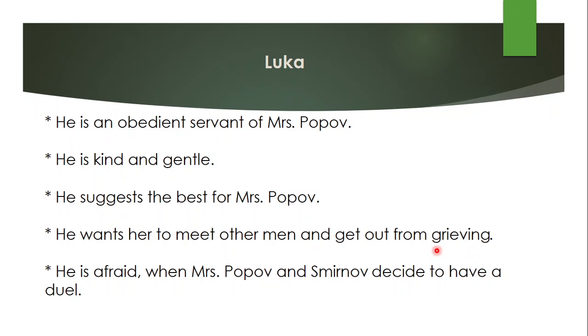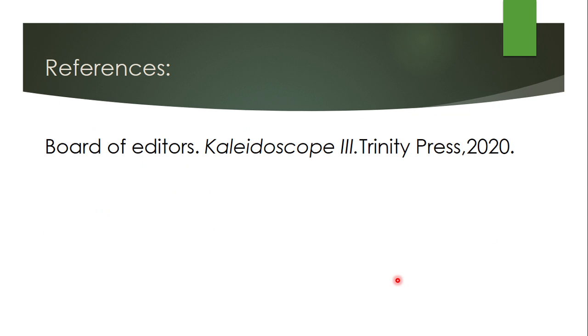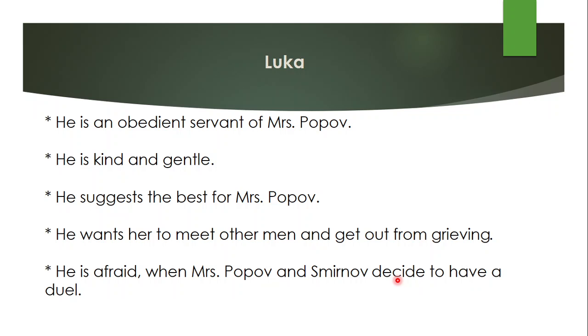How long will she grieve for the death of her husband, who was disobedient and not a loyal husband? He is afraid when Mrs. Popov and Smirnov decide to have a duel. That's why he brought other servants. So the other characters we have are the gardener and other minor characters. This is a one-act play, but it has a serious note, which shows how the landlords behave, what their mentality is, and what their thoughts and ideas were. Even Smirnov is a landlord and Popov is a landlord.